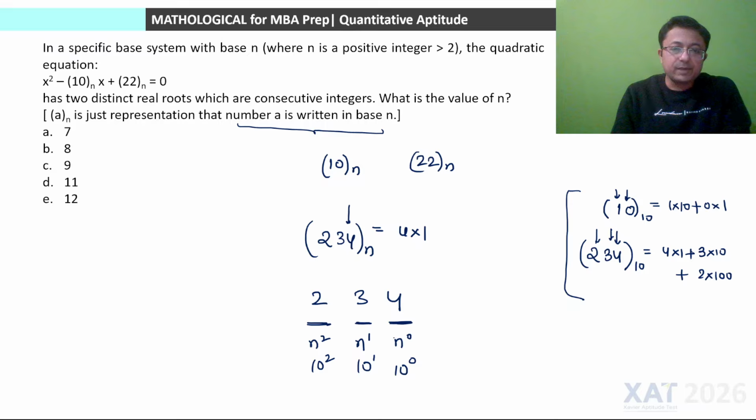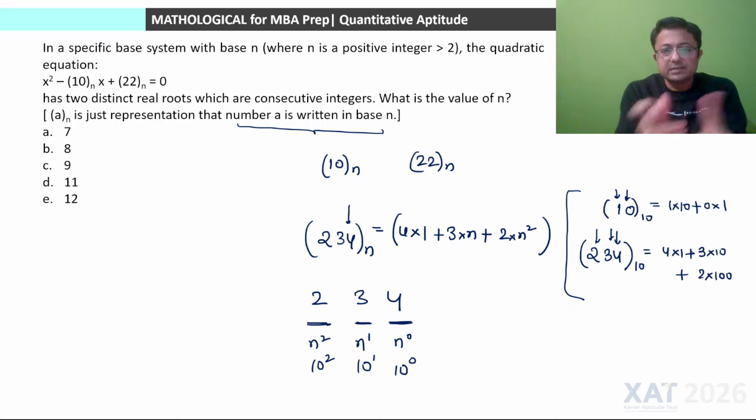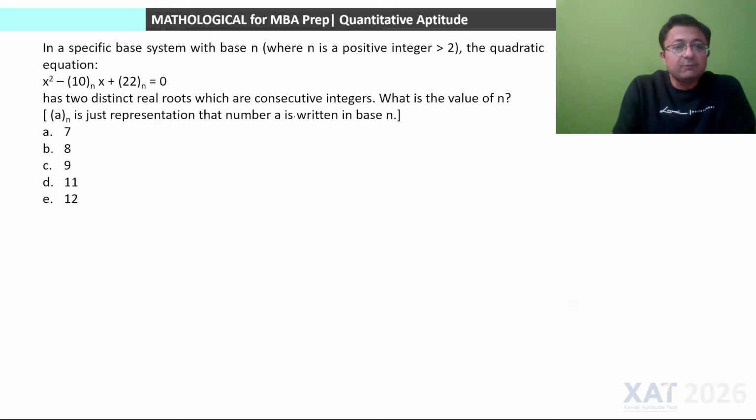Similarly, n to the power 0, n to the power 1, n square. So 4 into 1 plus 3 into n to the power 1, that is 3 into n, plus 2 into n to the power 2, that is n square. This will be the value of 234 written in base n. That is it, simply. Clear? We just have to do the same thing here. So 10 in base n is equal to 1 into n and 0 into 1, so 0 into 1 plus n into 1, which is equal to n only, nothing else. 22 in base n, again 2 into 1 plus 2 into n, this is 2n plus 2.